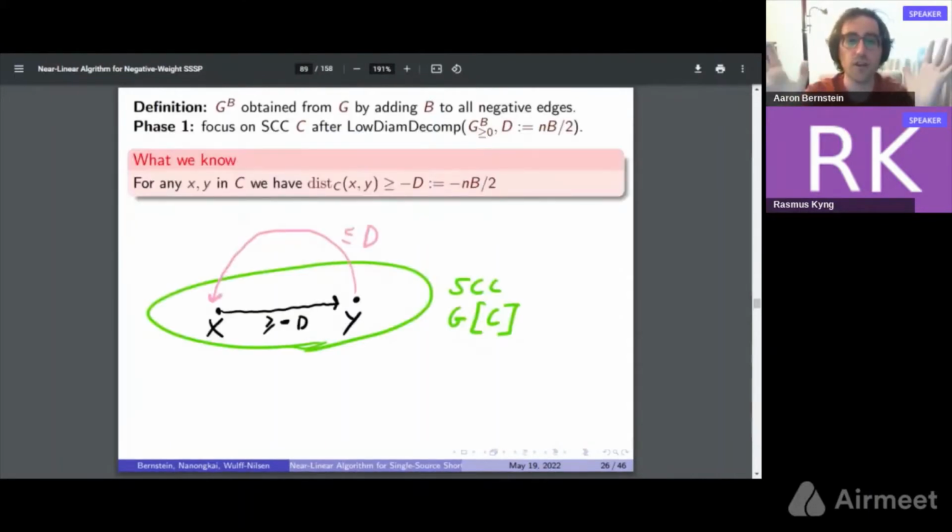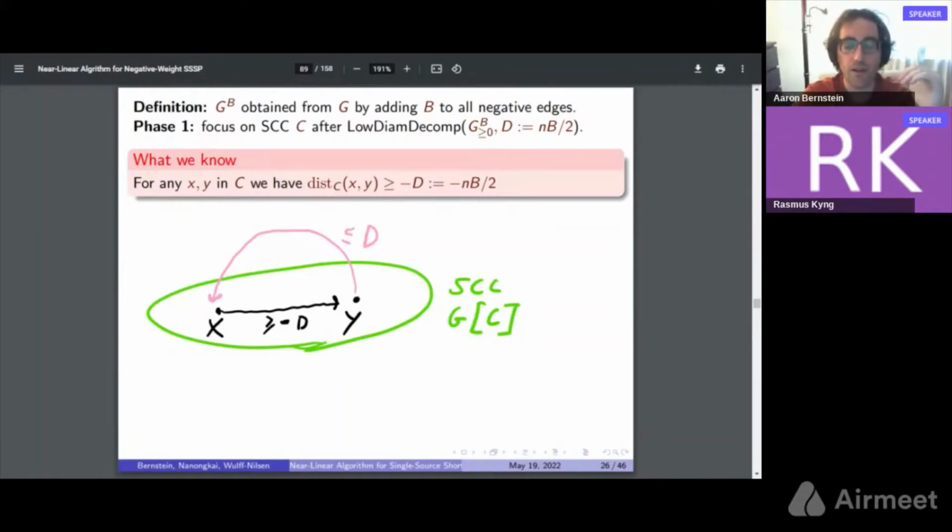So first off, this is a repeat from what we know before. We know that for any two vertices, the distance between them, the most negative it could get is negative D. Because we know there's a path from Y to X of length less than or equal to D by the low diameter decomposition. So since there's no negative weight cycle, the path from X to Y has the most negative it can be is negative D.